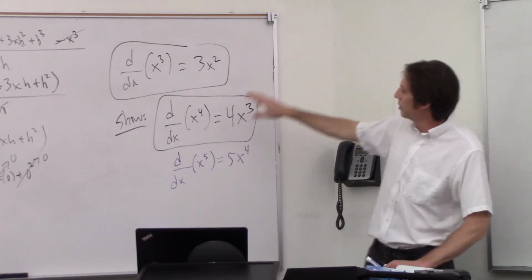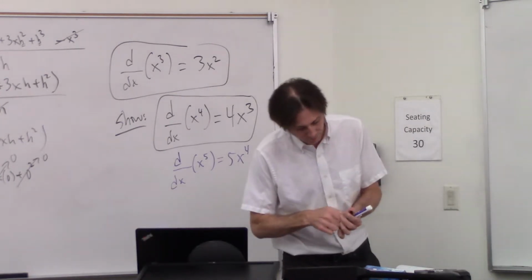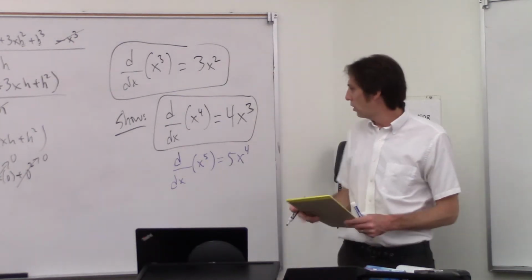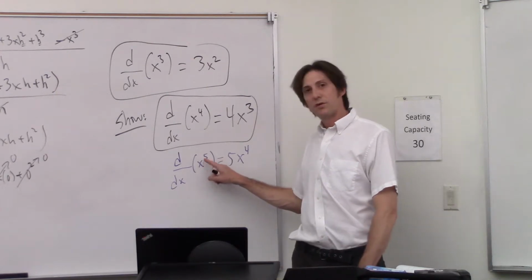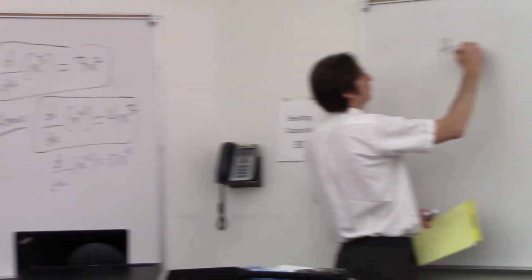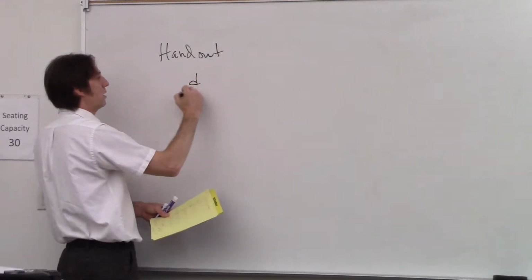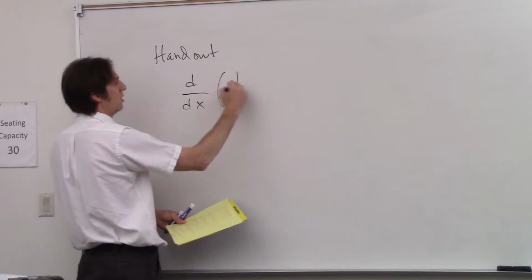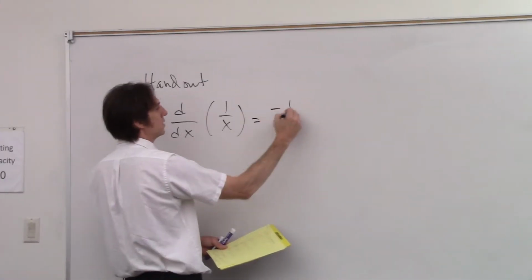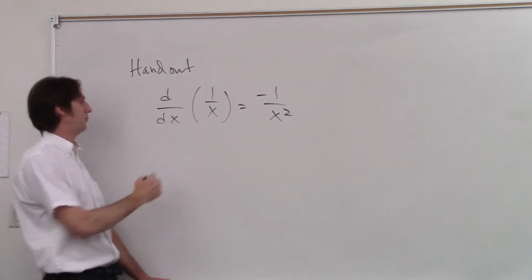So far, all of our exponents have been positive integers. But this power rule applies no matter what the power is. It can be any real number. All right, on the handout, on your homework for today, you should have found that d dx of 1 over x is equal to minus 1 over x squared. But I can write this in a different way.